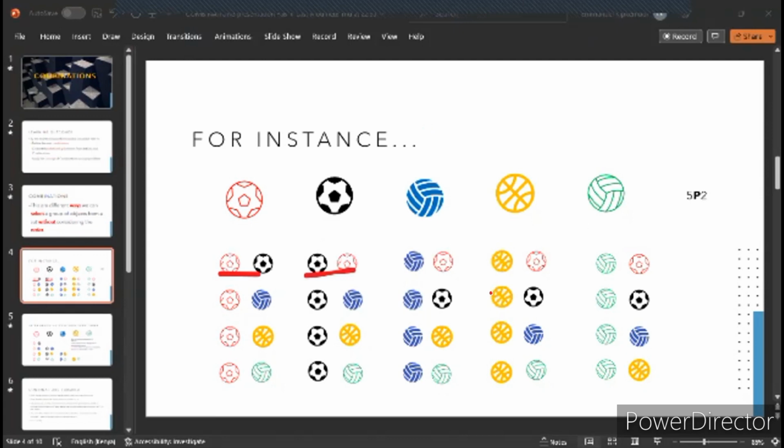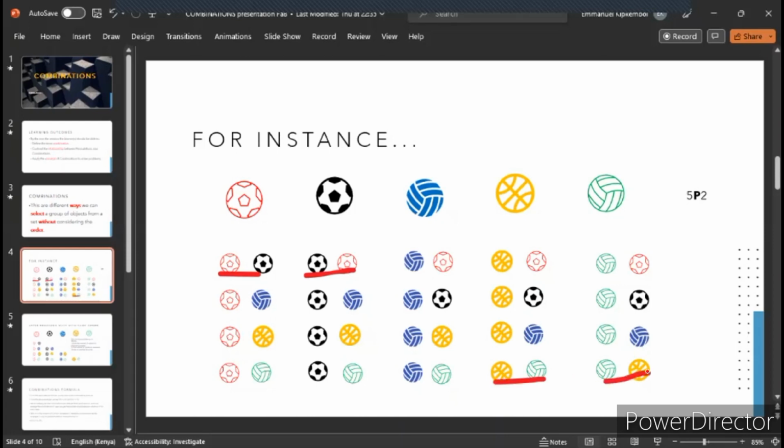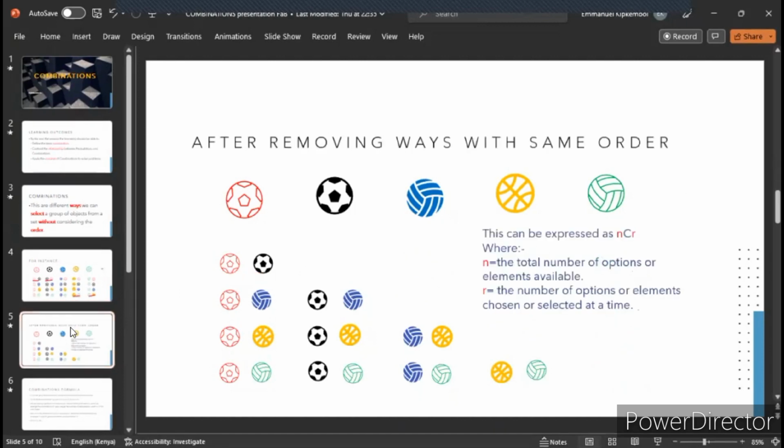Yellow and green, and green and yellow. Yes. So these are the same combination. So if you remove all repetitions of the same combination, we have this. We have a black ball and a red ball, and the rest.